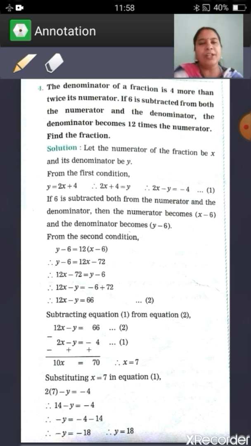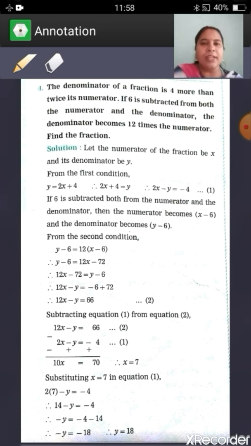Now what? Either you leave this as it is and use the substitution method, or you transform it into equation form and then you can simplify. So in this, I am going to transform it into equation form. For that, what is to be done? 2x. Now this y from here can be shifted to this side, it will become minus y, and 4 from here can be shifted to this side, it will become minus 4. So the equation will be 2x - y = -4. This is my equation number 1.